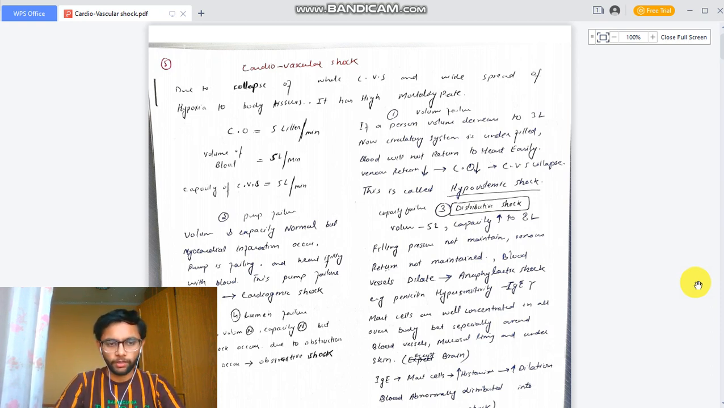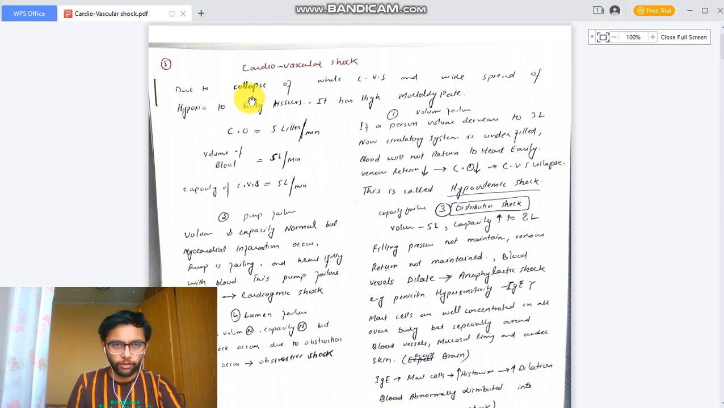Today our topic is cardiovascular shock, in which we will discuss all the factors that cause shock from cardiac pathology or vascular pathology. What is shock? Cardiovascular shock is the collapse of the cardiovascular system and widespread hypoxia to the body tissue. It has a high mortality rate. Basically, there are four types of cardiovascular shock. We'll discuss each in detail later on, but first we'll briefly introduce each.